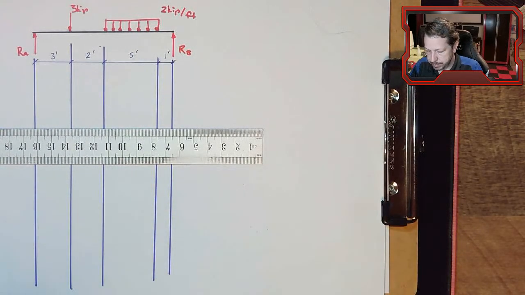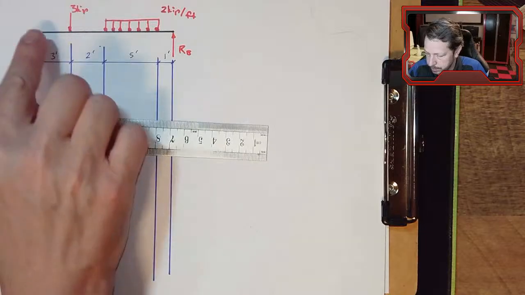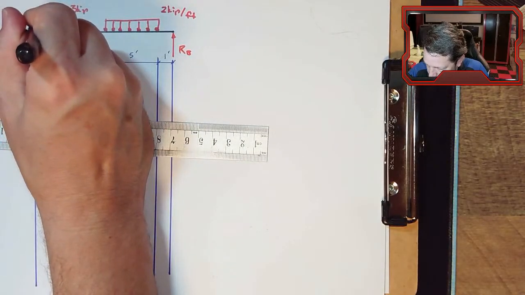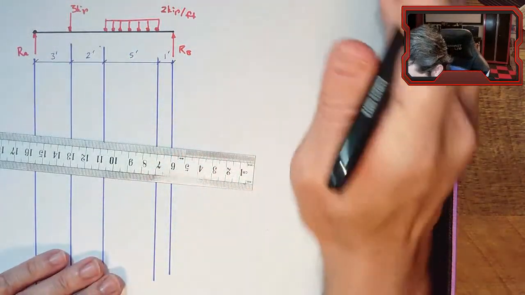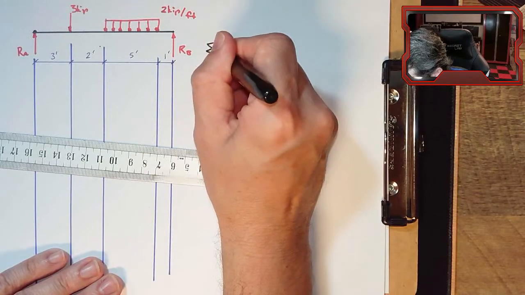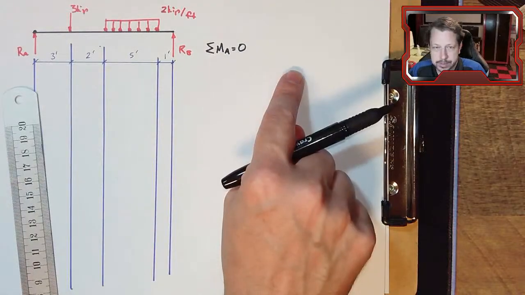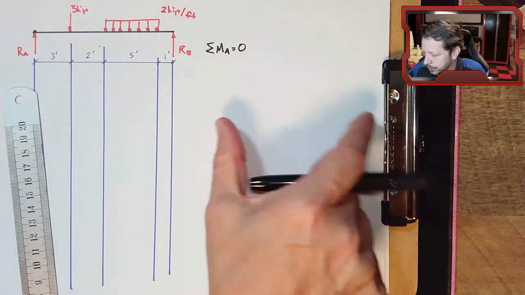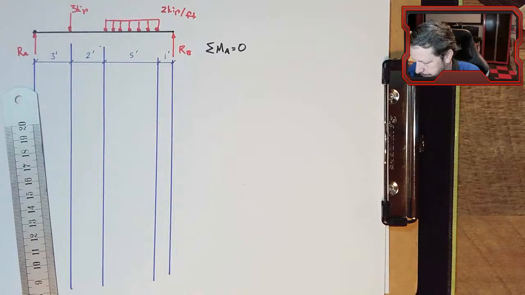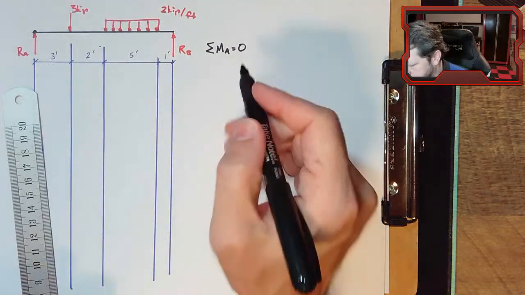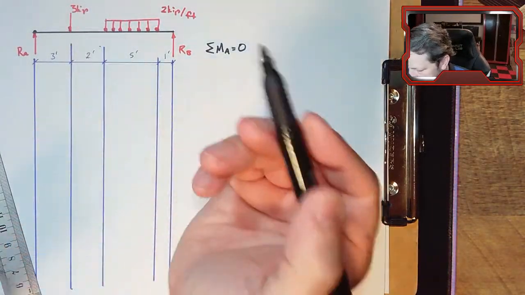One thing we could do is summation of moments about A, if we think of this point as A. Now, I'm going to leave the units off in this equation just to not have it squished together. So it'll just be numbers in this equation, but I'm going to keep everything in kips and feet.